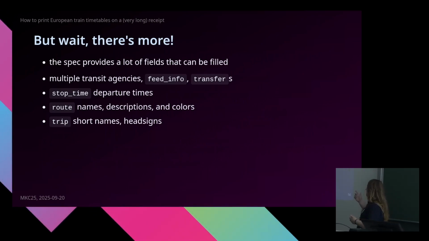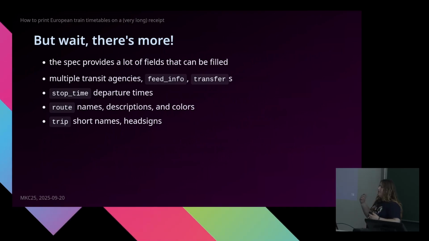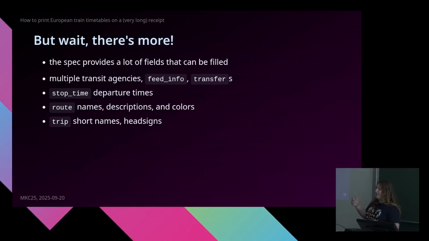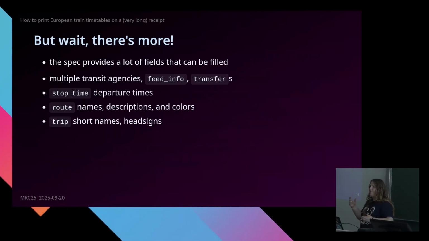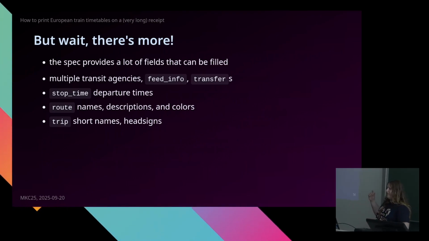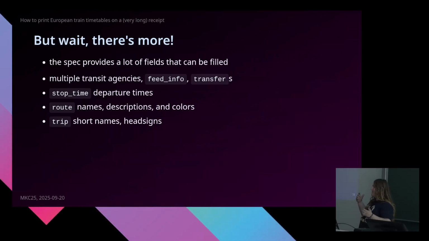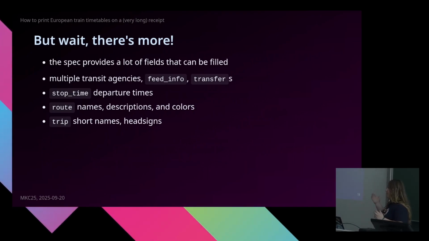That additional info is mainly used so the head sign is basically a direction indication, and the short name is often an identifier. And in the case of trains, it's mostly but not always going to be a train number.